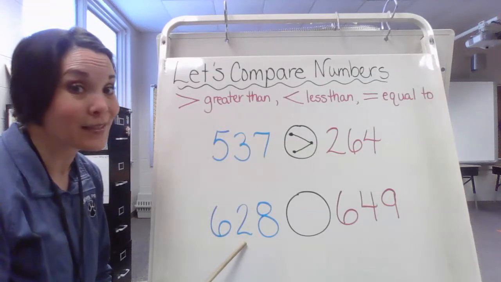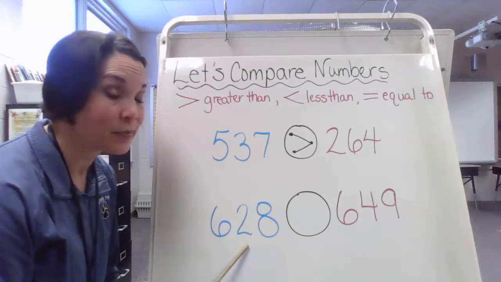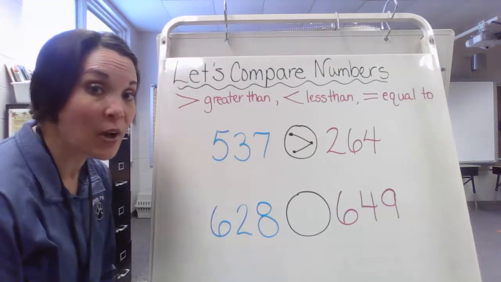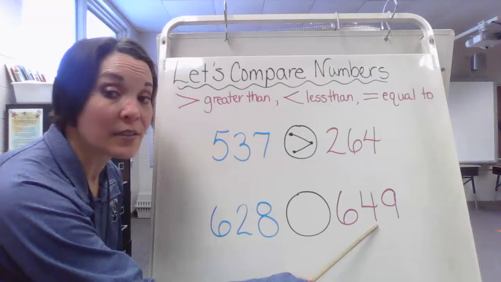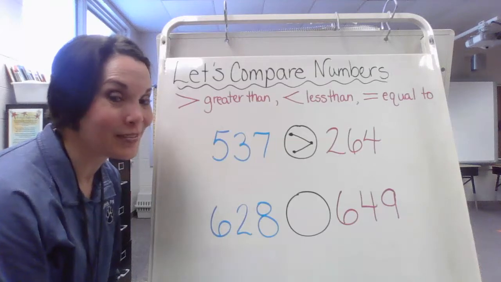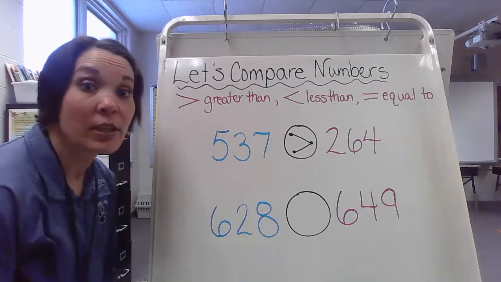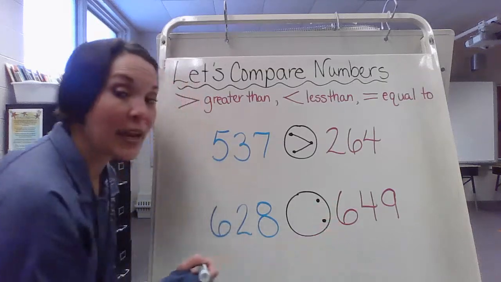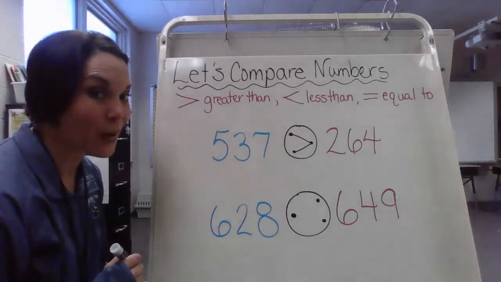Let me look at my tens. Here I have 2 tens, and here I have 4 tens. Let's talk about the value. 2 tens means 20, and 4 tens means 40. Since they're different, I can totally compare those. 2 versus 4, we know 4 is greater. So let's do our dot method. Since 4 is greater, it gets the 2 dots. 2 is less, so it gets the 1 dot. Let's connect our dots.